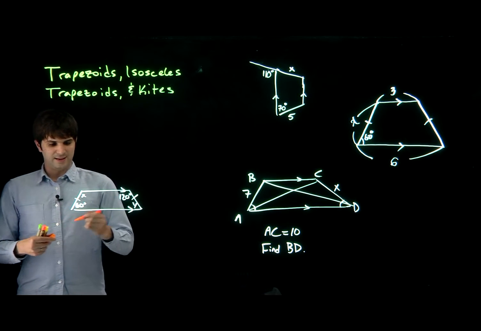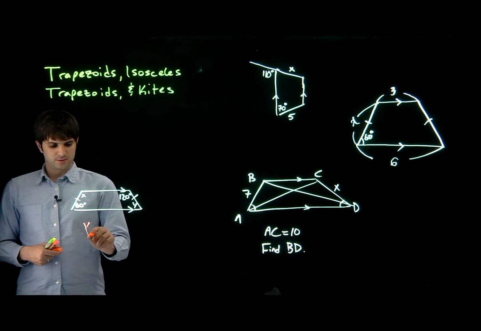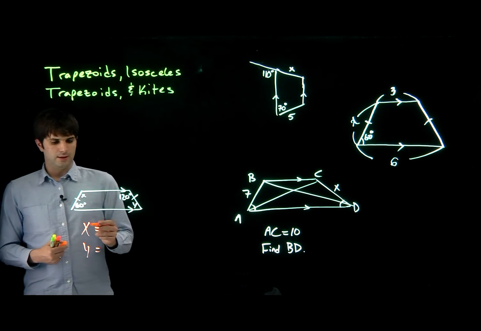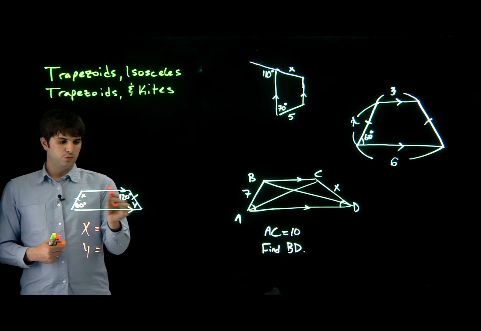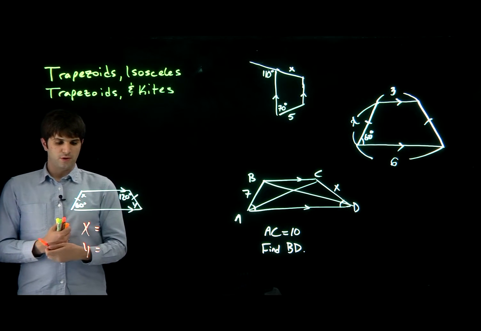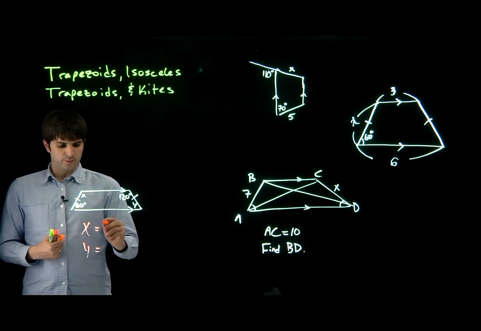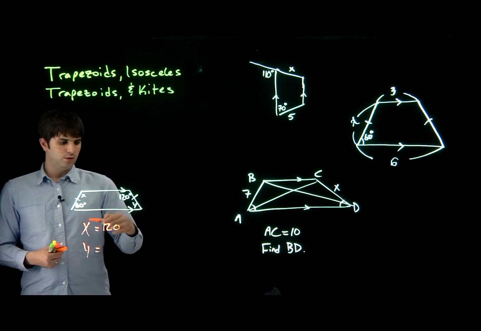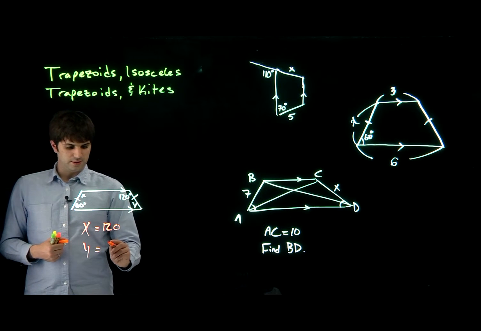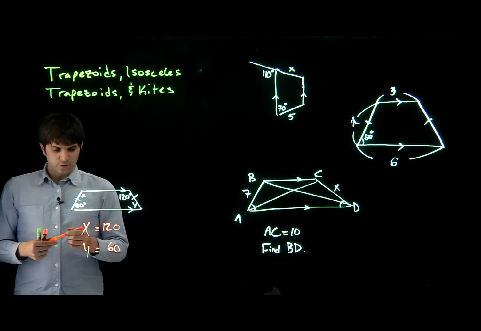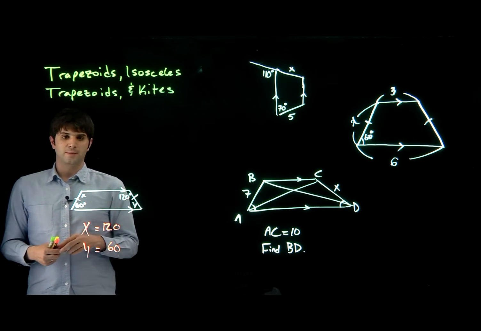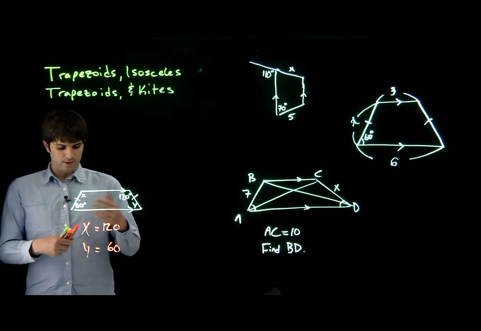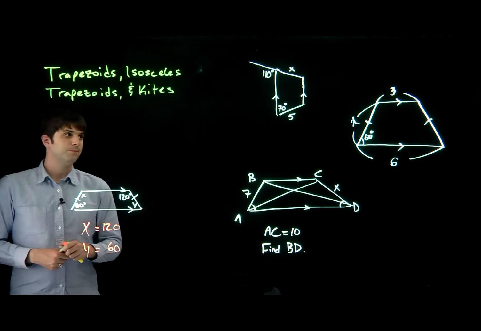So we want to find x and y. Because of the two parallel lines, we know that these two must add up to 180, so x is going to be 120. The same is true for y, so that's going to be 60. Now we could have also used the fact that an isosceles trapezoid has congruent base angles, and that's how you would solve that kind of base level problem.